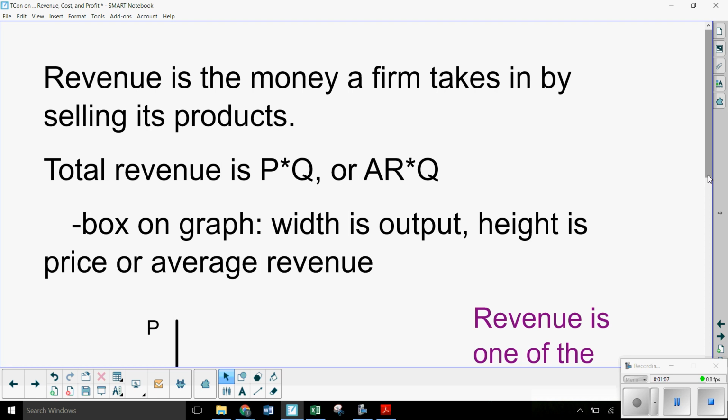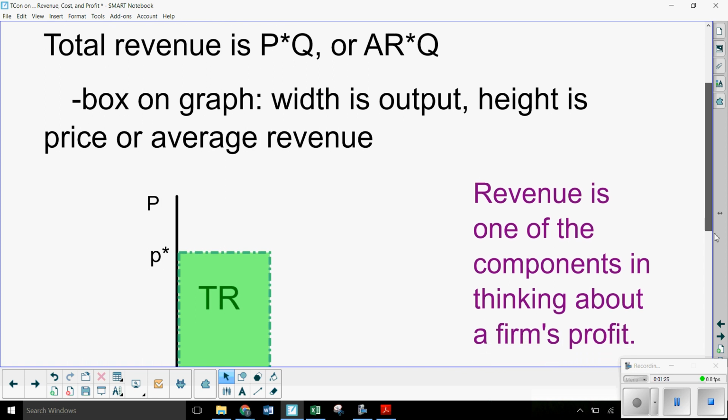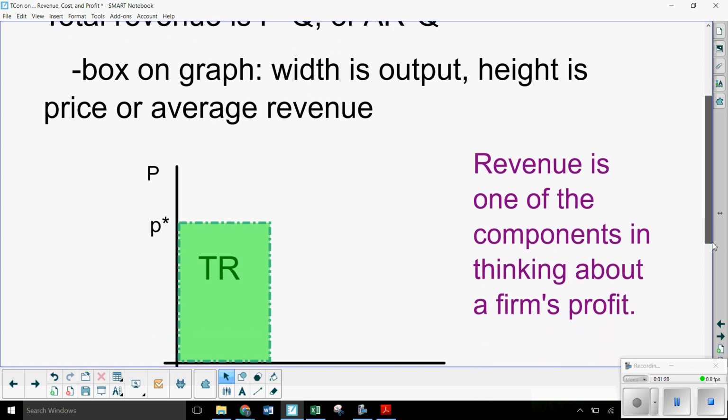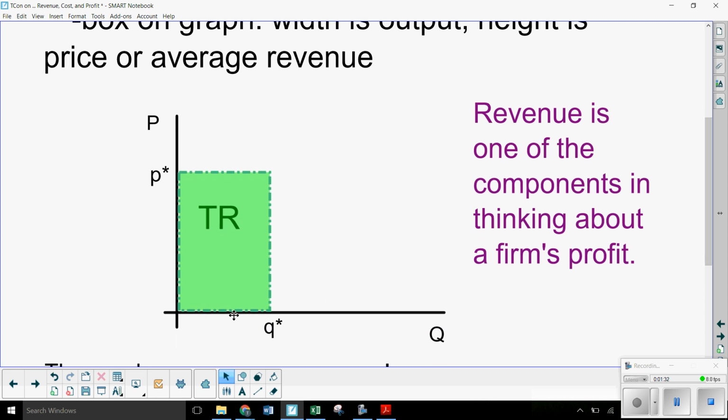When we think graphically, we can see total revenue as a box on a graph. Almost all your boxes that you would think of for different kinds of costs or revenue are going to be as wide as the number of units the firm produces and as tall as that measurement of dollars per unit. In this case, average revenue, price per unit. That's dollars per unit, right? If I sell 20 t-shirts at $10 a t-shirt, then that would be $200 worth of total revenue, and that box would be 20 units wide and 10 units tall.